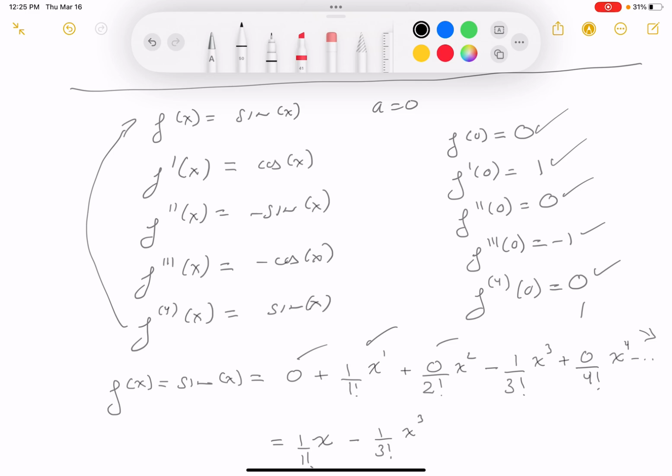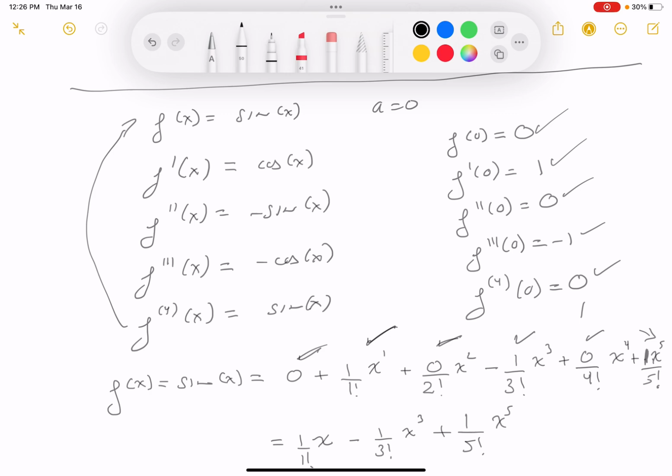So let's see if we did that. I got 0, I got the 1, I got the 0, I got the -1, I got 0, and this is going to be +1 now. Sorry about that. And that's going to be x^5 over 5 factorial. All right? Let's write that down. So plus 1 over 5 factorial x to the 5.